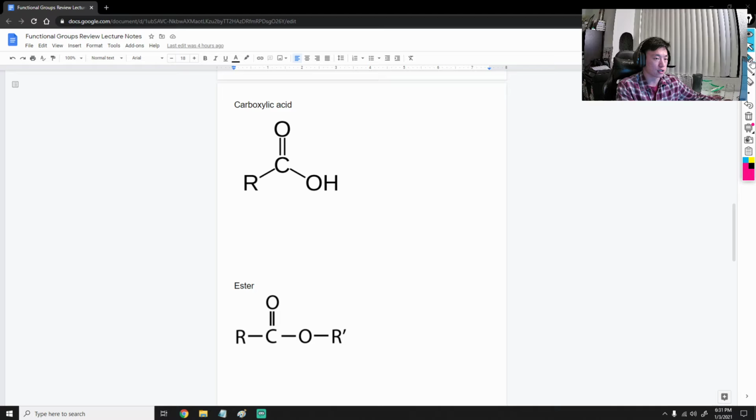Next, we have carboxylic acids. Now, carboxylic acids are very similar, or one of the parts is very similar to an alcohol. If you notice, there's an OH here, but the OH is connected to a carbon, which is double bonded to an oxygen. If you see this, it's going to be a carboxylic acid. So an alcohol will look something like this, where it's just OH, right? This would be an alcohol. But if you have an OH that is connected to a carbon that is directly double bonded to an O, that is going to be a carboxylic acid.